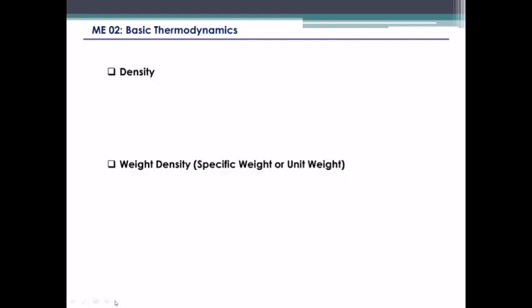Next, we have the density. Now, for the density, what is the symbol for density? Rho. The definition of density is mass per unit volume. So by knowing the definition, you have the hint or idea of what is the correct unit for density. If you have mass in kilogram, per unit volume, your volume is in cubic meter. So kilogram per cubic meter is the unit of density. In English, that is pound mass per cubic inch, or pound mass per cubic feet. Next, let us have the weight density.